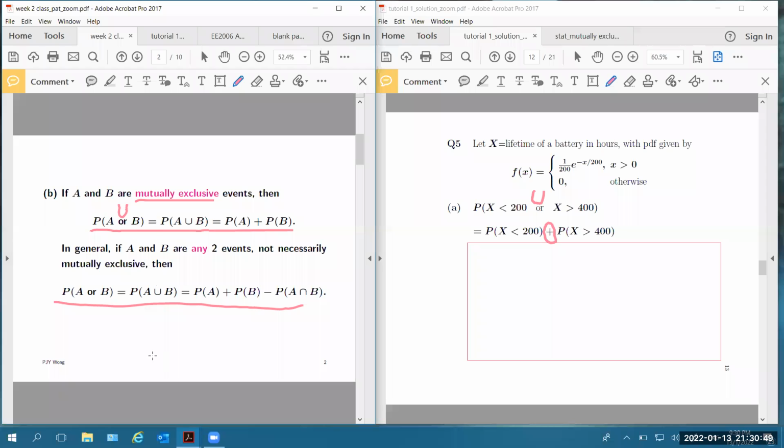So you see we have two formulas here. Then you see I put here just plus, so it looks like I'm using only the first one. I'm not using the second one, right? If I'm using the first one, meaning that I know that A and B are mutually exclusive. Are A and B really mutually exclusive?